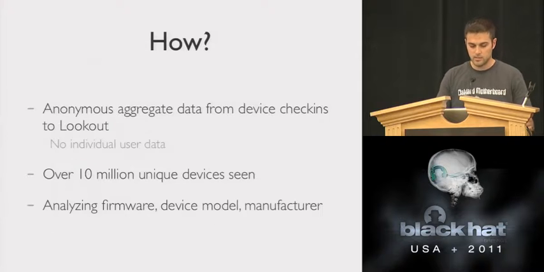So how do we collect this? Essentially, we've used our product Lookout. We've been collecting anonymous aggregate data. There's no individual user data. We cannot tie this to individual people. And every time the device checks in, it lets us know little things like what's the firmware, what is their device model, and what's their manufacturer. We have over 10 million unique devices seen. And so this gives us a good sample set to look at with all these different new Android devices that are constantly being released.